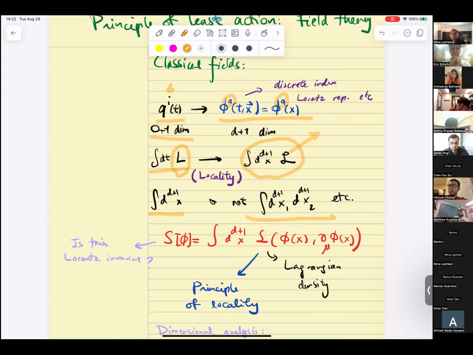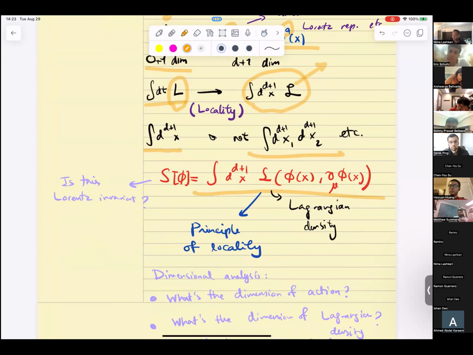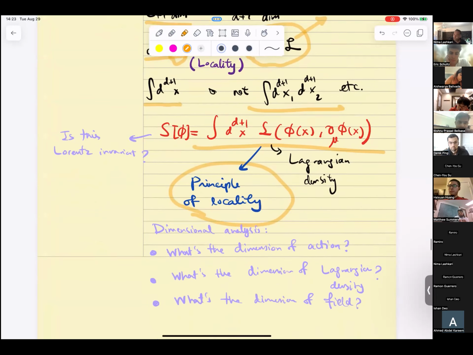It's a very, very powerful principle. You want to construct a theory for some field theory, and you don't really know much about it. Instead of some wacky functional from space-time to numbers, you just bring it down to a Lagrangian density that's defined at every point. So here's what we're going to do. This is called the Lagrangian density, and then I will use the principle of locality to write down the action functional.